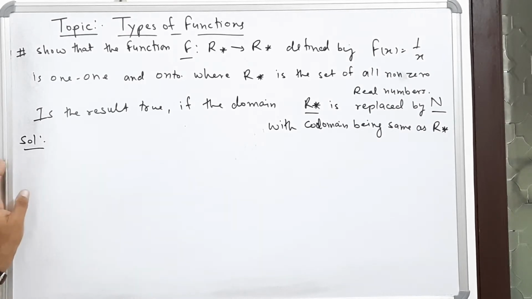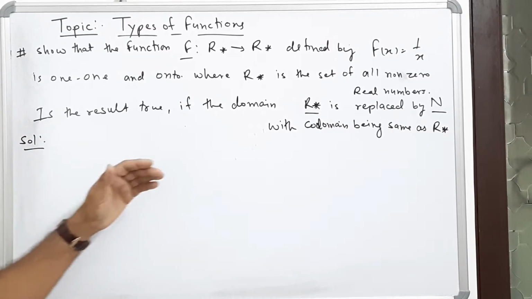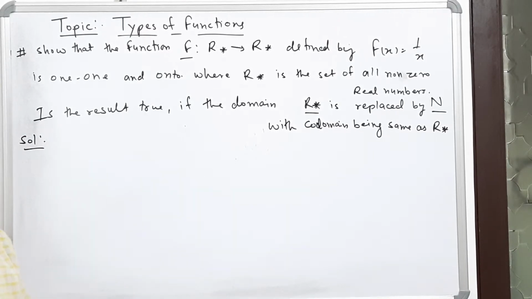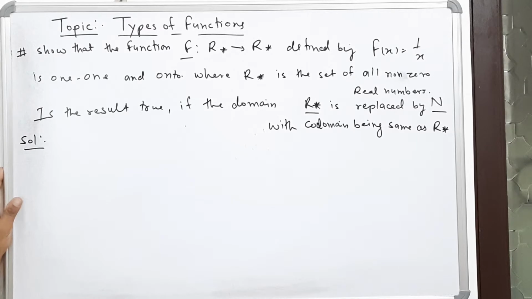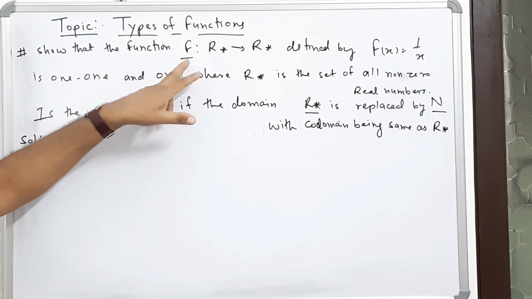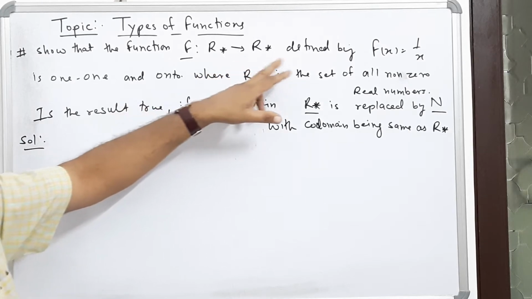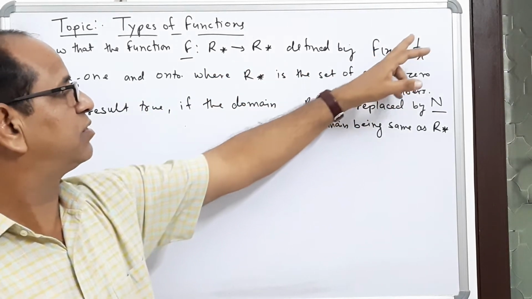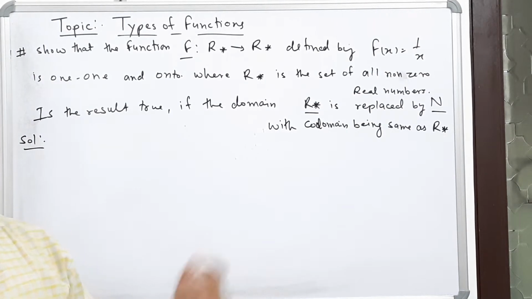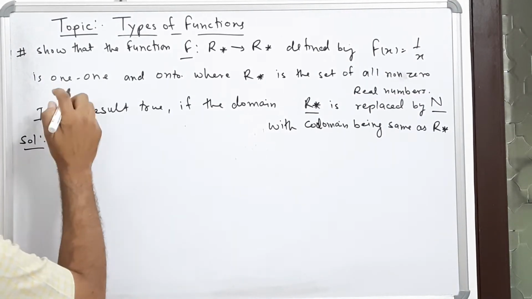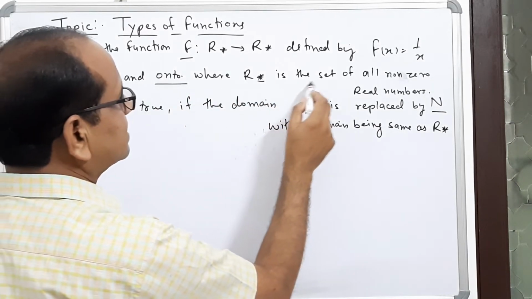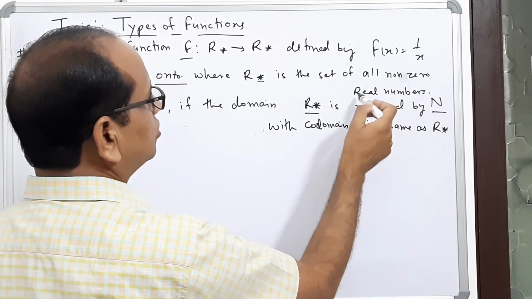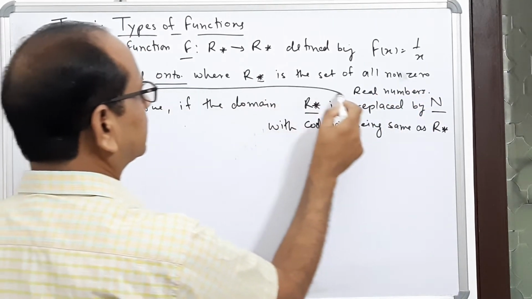And this type of problem is very important from the board examination purpose, as well as in the competitive exams also. When you are giving the exam for your engineering courses, that time also these type of concepts are very important. Now see, show that a function f from R star to R star defined as f(x) = 1/x is one-one and onto, where R star is the set of all non-zero real numbers. This is the first part of the sum.